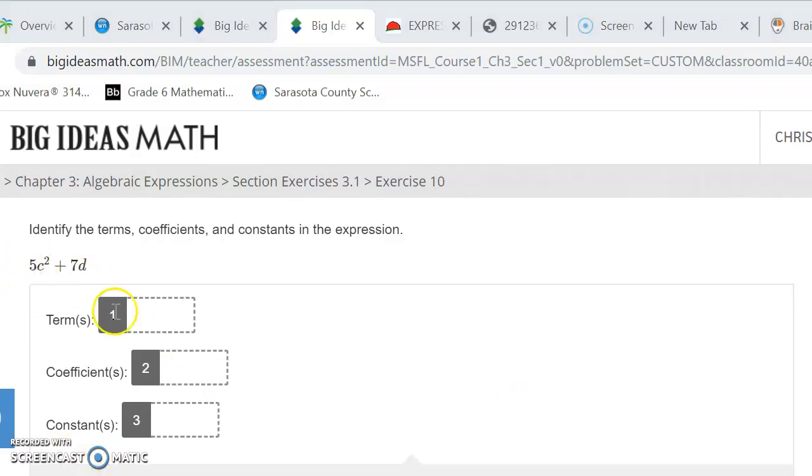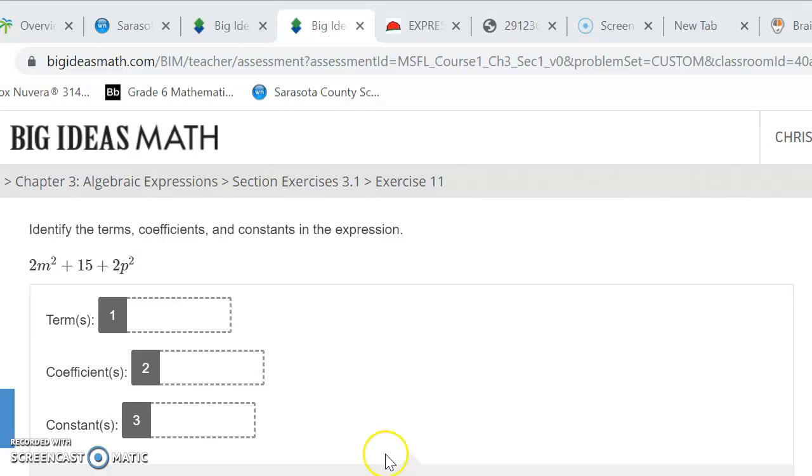Okay, last one I'm going to do for you. So we've got the terms. Our terms are 5c squared, comma 7d. Our coefficients are going to be our 5, comma, and our 7. And our constants, there's no number by itself, so there are no constants. So the answer would be none.